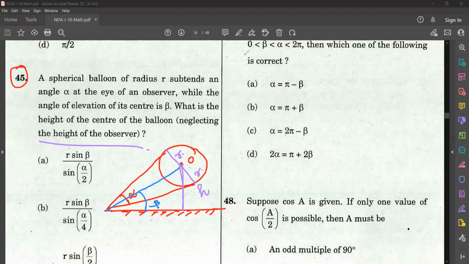So try. Can I write this portion as alpha by 2 and this as alpha by 2? Because this is the angle subtended by this sphere, and it is present on either side of the radius. So it will be equal angles, isn't it?